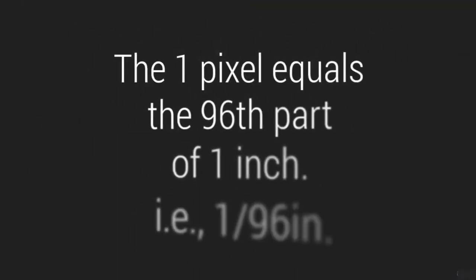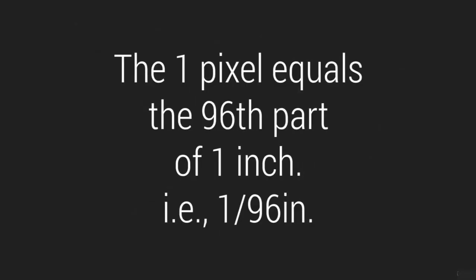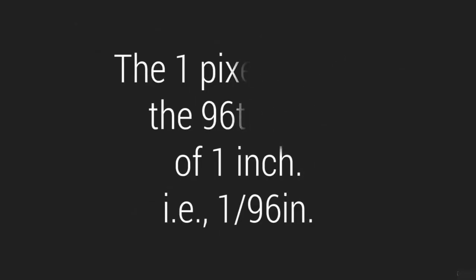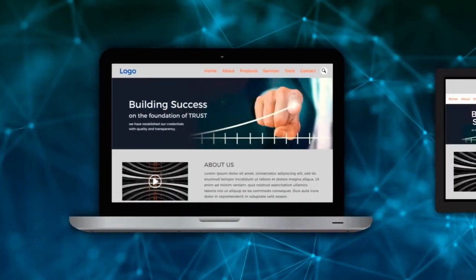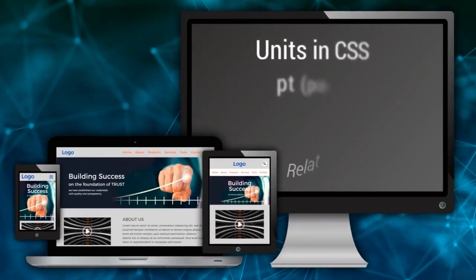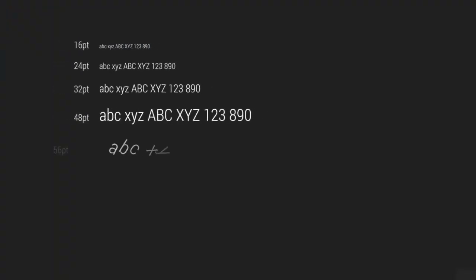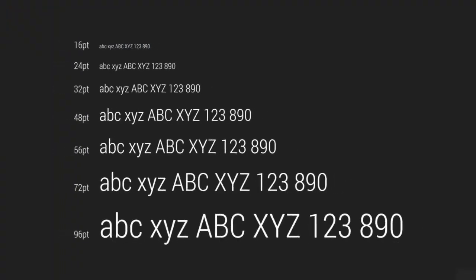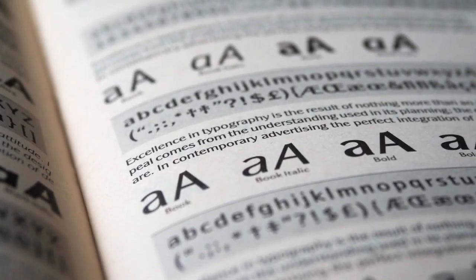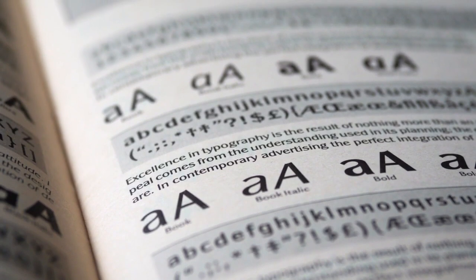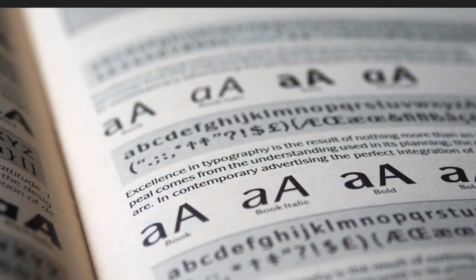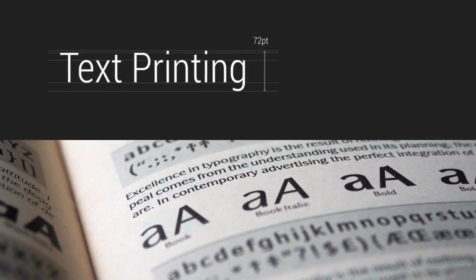So 1 pixel equals the 96th part of 1 inch. The PT, that is point unit of measurement, came from the typography industry, and that's why in most cases it is used for declaring font sizes. A point is a unit of measurement used for real-life ink on paper typography. 72 points make 1 inch.